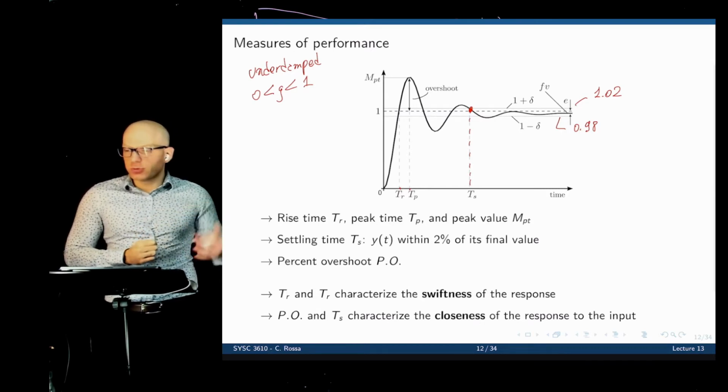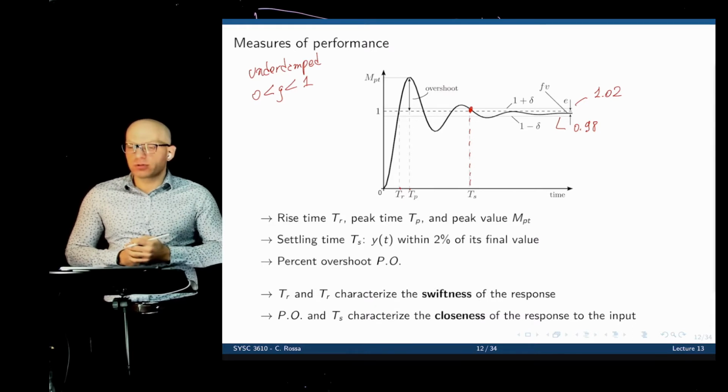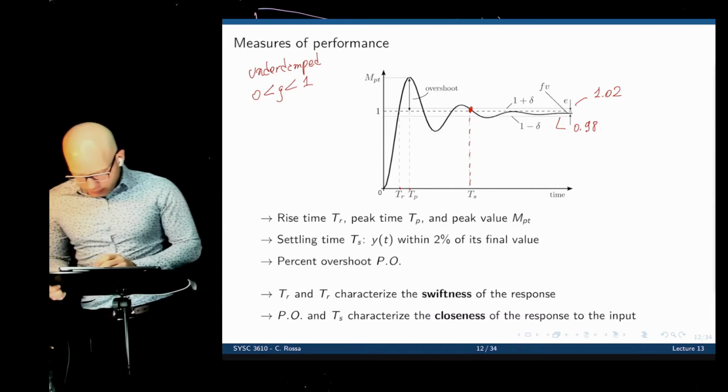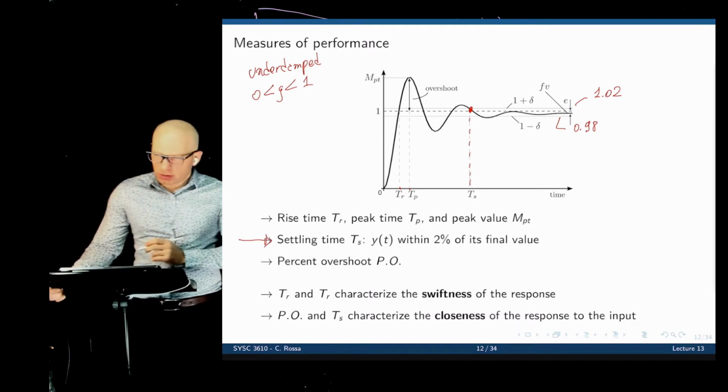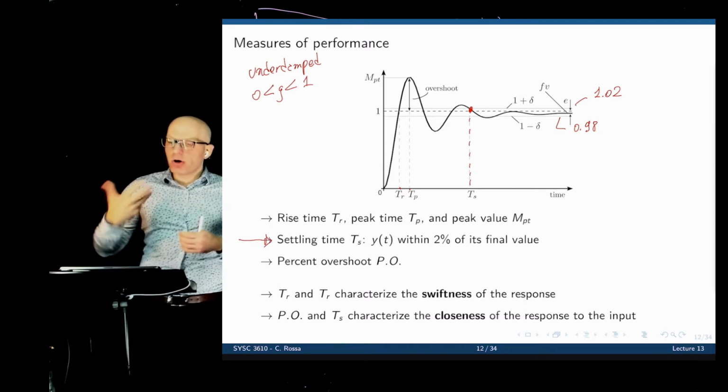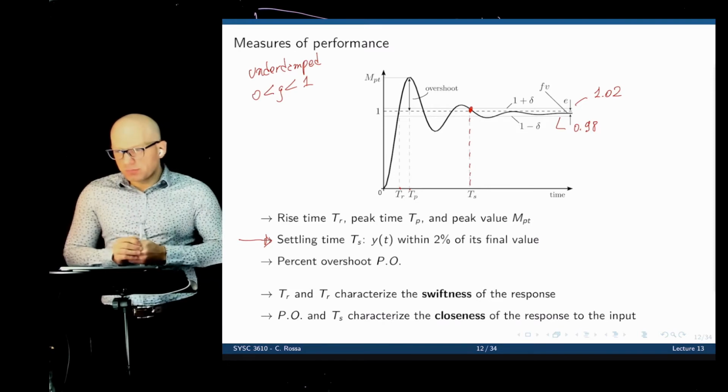Some textbooks would use 5%, but most commonly we do 2%. The second important one, that's the settling time. The second characteristic is the overshoot, and the name says it all. Overshoot means how much we go beyond the maximum value of the system.